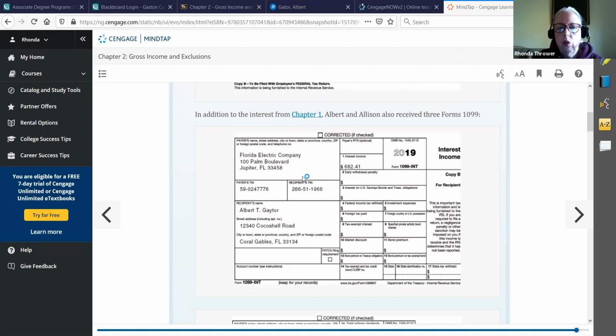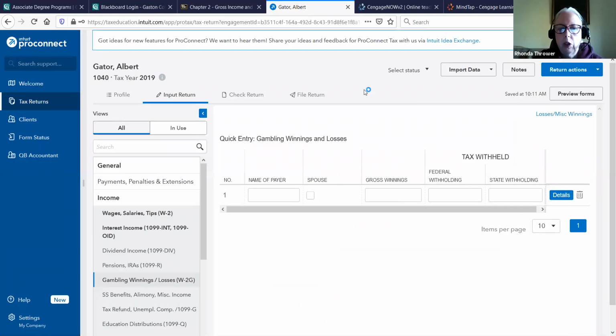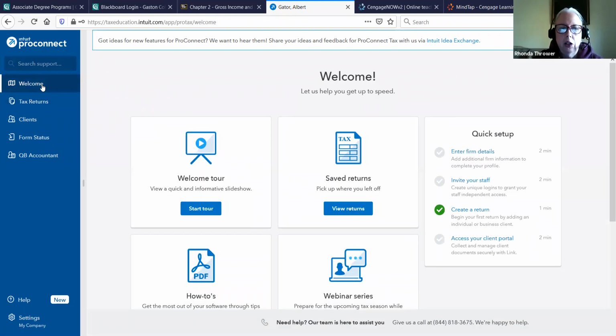So I'm going to quickly switch over to ProConnect. I've already brought up the ProConnect from the last period, so I'm going to start from the beginning here. You should have a menu on the left-hand side of your screen. I don't want to do a welcome tour, but I have some saved returns, and I might want to view those returns.